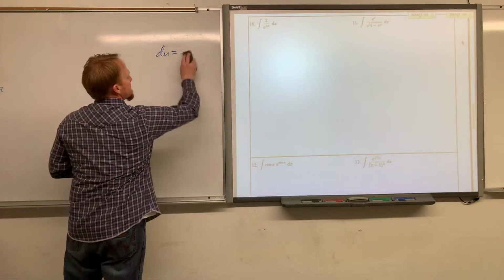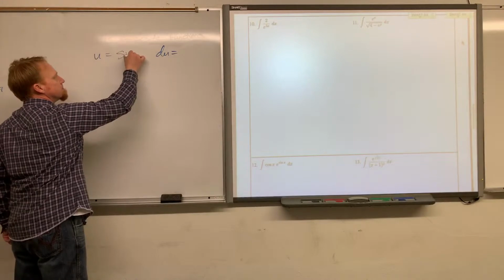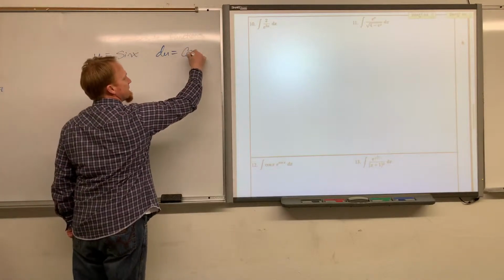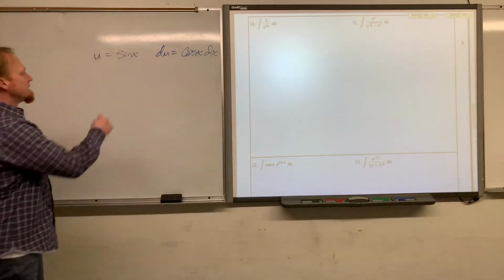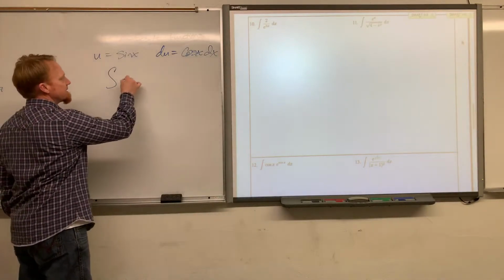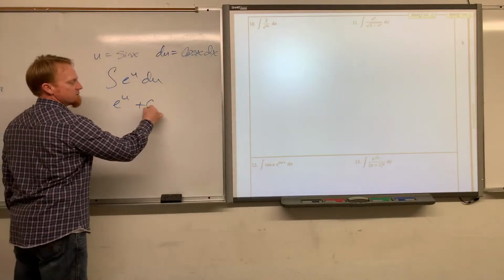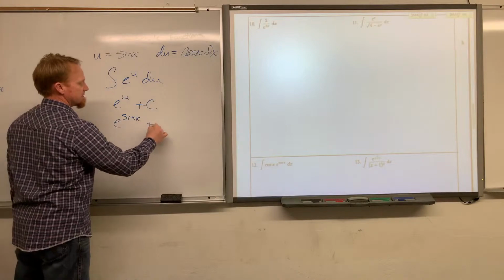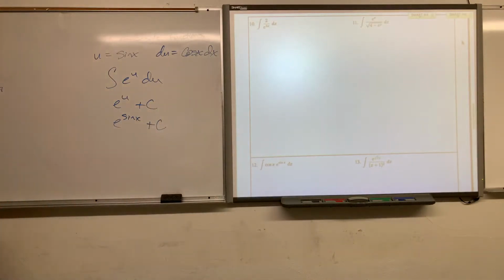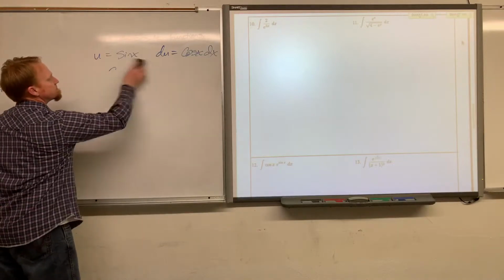All right, 12. My u is going to be sine. My du is cosine. Works out nicely for me. It's a straight swap. So that means we're integrating e to the u du. So that's e to the u plus c, which means it's e to the sine x plus c. That one's pretty simple.